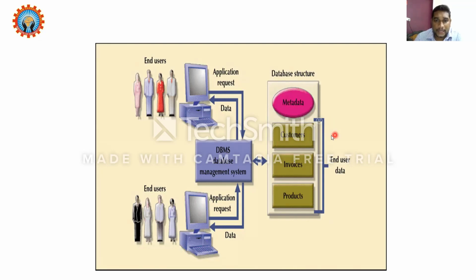If customers are available, all customers' data is available in the customers database. If there are invoices, all the customers' invoices are in a particular organized manner. All the customers' products are available in an organized manner. So this is nothing but the structure of database components.